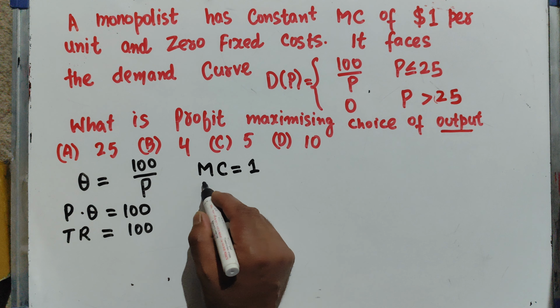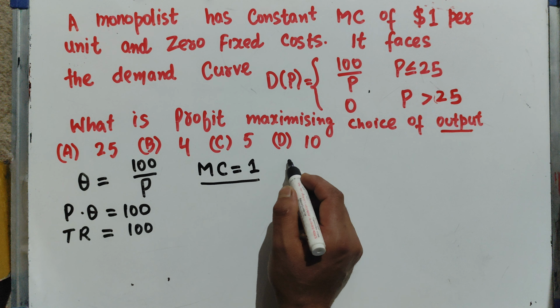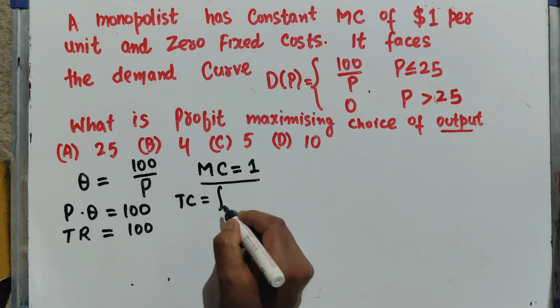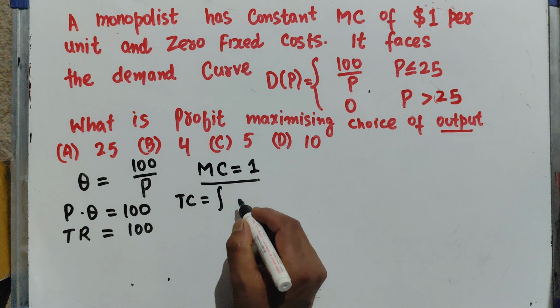What about the total cost of the firm? Since marginal cost is equal to 1 and we have zero fixed cost, total cost will be equal to the integral of the marginal cost with respect to output. So total cost will be equal to the integral of 1 dq, and total cost will be equal to q here. Since we have zero fixed cost, we don't add the constant of integration here. Simple thing, if marginal cost is constant, total cost will be equal to q in this case.